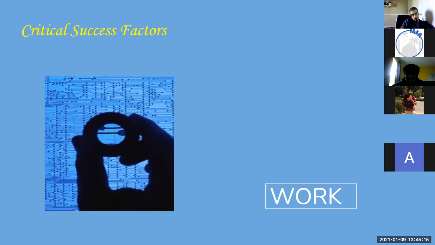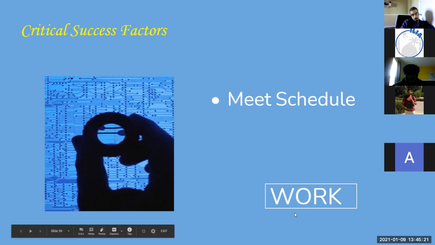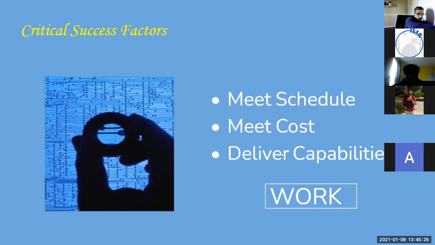Critical success factors. So really project managers' focus is on three things. One, that we have met our schedule, we meet our deadlines. Two is that we stay within budget. And three, that we deliver capabilities at the end of the day. We deliver the features and the capabilities, the deliverables of the project. So your focus is on work. Throughout the project, you want to be paying attention to how much work is being done on your project.